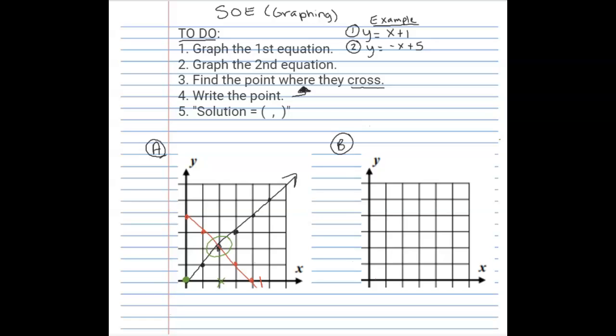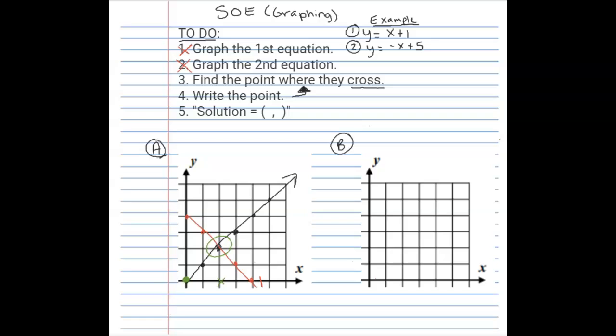The nice part about example A is the equations, well, we're not given any equations. In fact, what we're doing is they've already been graphed for us. So again, don't do this on your paper. I don't want you to do this on paper. I just want you to visually see that we can already cross off steps 1 and 2 here.